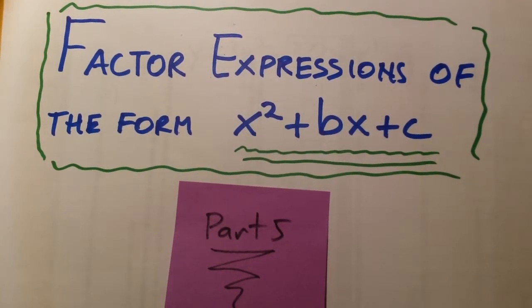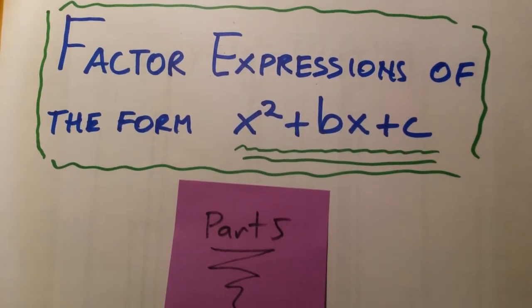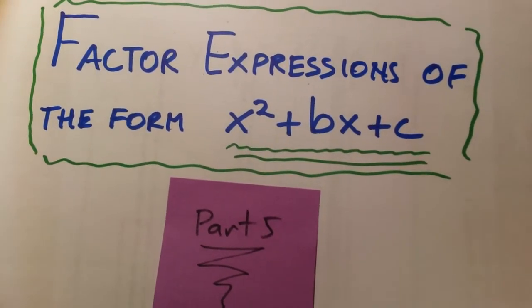This is part 5 of factoring expressions of the form x squared plus bx plus c, part 5. Okay, so let's start looking at our example.